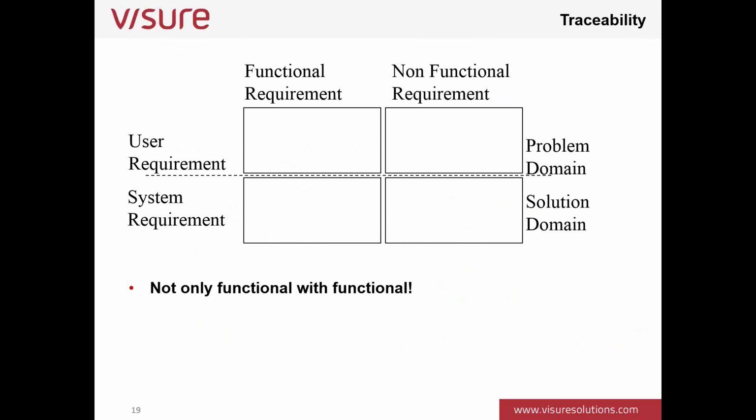So in this case, I'm going to trace a non-functional requirement in the user requirement domain with a functional requirement in the system requirement domain. Take into account that usually traceability is user requirement functional with system requirement functional, user requirement non-functional with system requirement non-functional, but there are no limitations to that.